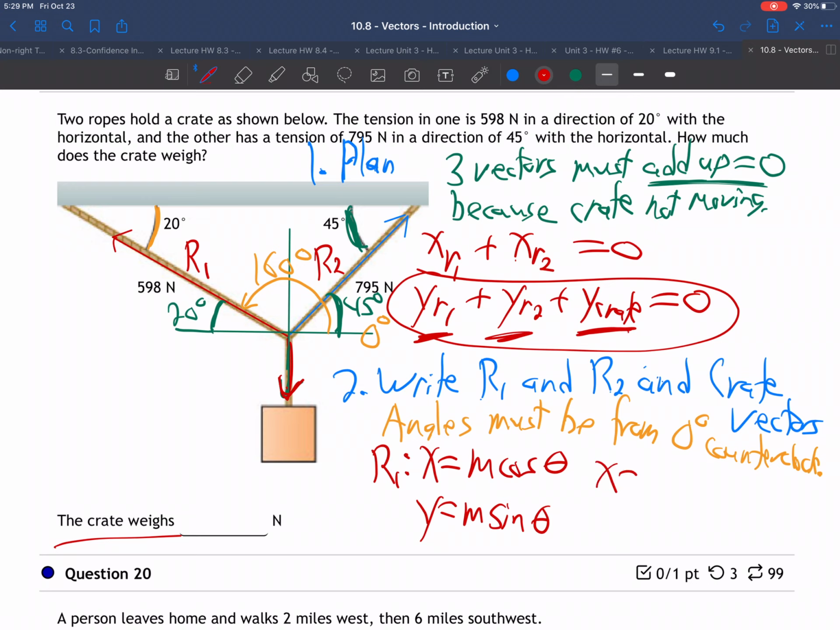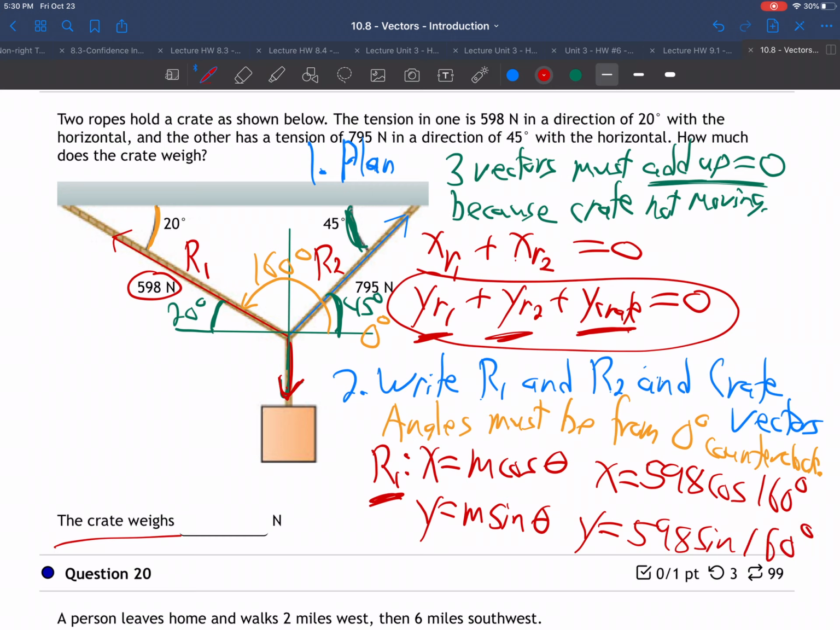So therefore the x is the magnitude for rope 1. This is rope 1 right now. It's 598. That's the magnitude, in this case the strength, the tension that's in rope 1. So x is 598 cosine of the angle 160. That's the angle theta. And y is 598 sine of 160 degrees. Again, the angle must be from 0 degrees counterclockwise. So we don't use the 20, we use the 160 for rope 1.